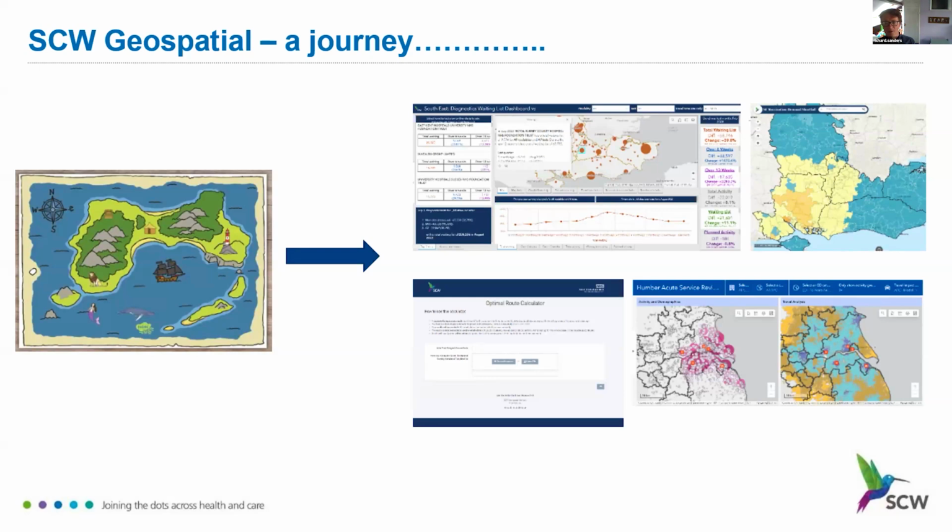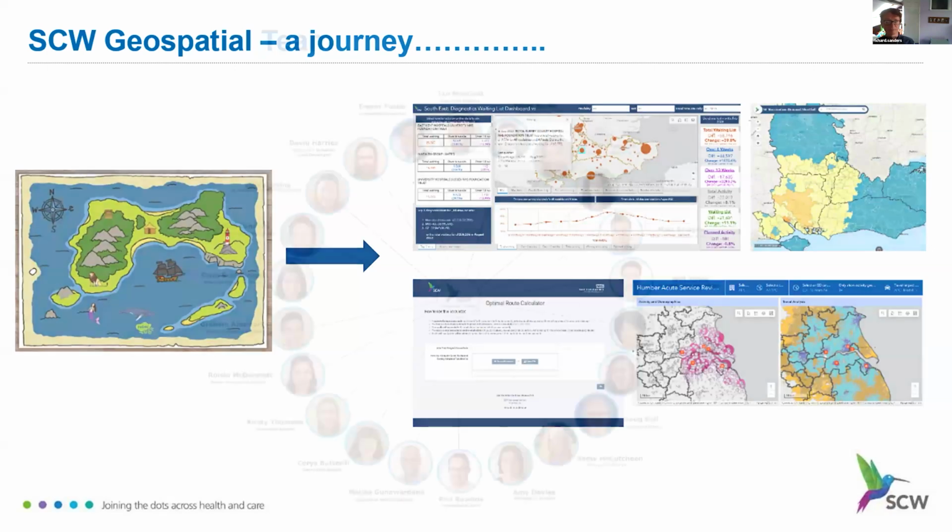These days, we tend to provide solutions as online maps and dashboards. So this slide is just basically saying, the old world was a lot of paper maps and PDFs. These days, it's more familiar modern things like dashboards and online maps.